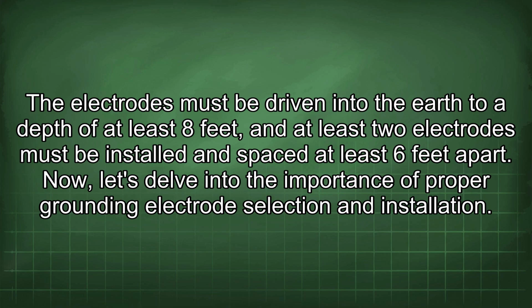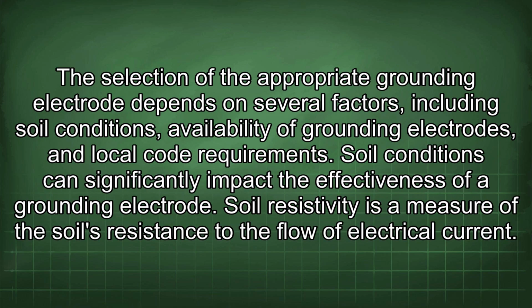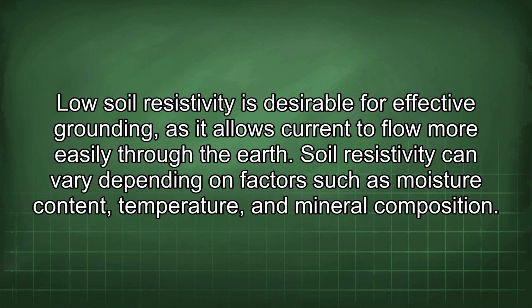Now let's delve into the importance of proper grounding electrode selection and installation. The selection of the appropriate grounding electrode depends on several factors, including soil conditions, availability of grounding electrodes, and local code requirements. Soil conditions can significantly impact the effectiveness of a grounding electrode. Soil resistivity is a measure of the soil's resistance to the flow of electrical current. Low soil resistivity is desirable for effective grounding as it allows current to flow more easily through the earth. Soil resistivity can vary depending on factors such as moisture content, temperature, and mineral composition.